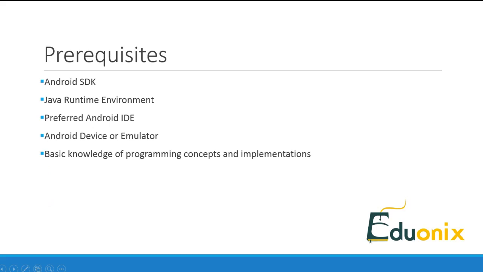In order to fully participate in the material in this course, some requirements are necessary. These include downloading and installing a recent version of the Android SDK, or Software Development Kit, installing a Java runtime environment, installing and configuring an IDE for Android development, preferably either Eclipse with the ADT plugin or Android Studio. In this video series, we will mainly be using the Android Studio IDE. You will also need an Android device or Android emulator or simulator to run the example code and lab exercises for this video series, and also a basic knowledge of programming concepts and implementations.